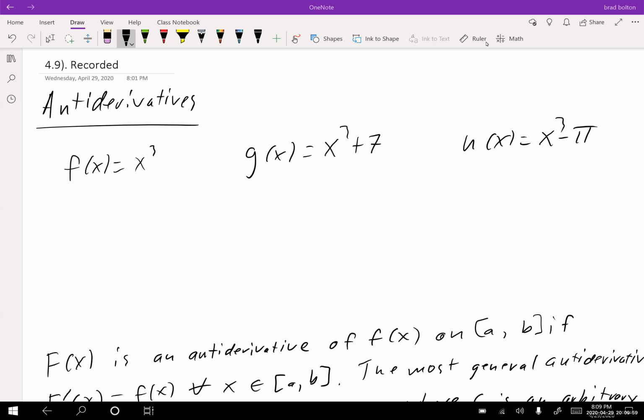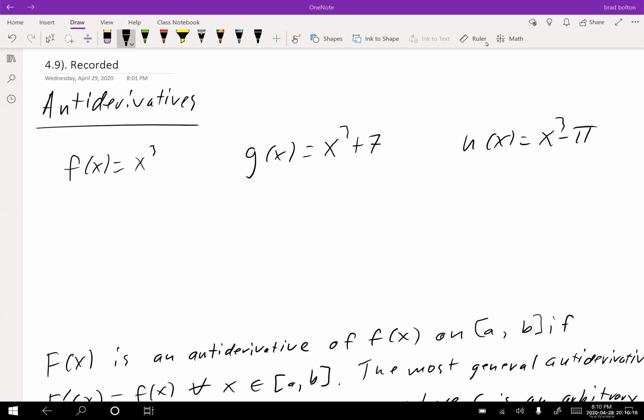Okay, Math 150, we're going to get started on antiderivatives. This is 4.9, depending on the book you're using, but basically this is the beginning of the material that will be covered in the last exam. So we're going to work with antiderivatives, and they mean exactly what they sound like. They are the undoing of a derivative.